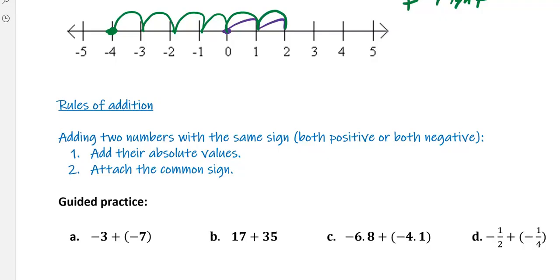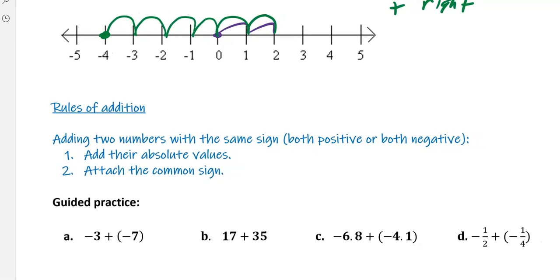Now, there are some basic rules of addition. Once you get used to using the number line, something that you might notice is that when you add positive and negative numbers, there are some easy things to do. First of all, if you're adding two numbers that have the same sign, that means they're either going to be both positive numbers or both negative numbers. Either way, they both have the same sign. First, what you do is you add their absolute values, and then you attach the common sign. So if they're both positive, your answer is going to be positive. If they're both negative, the answer is going to be negative.